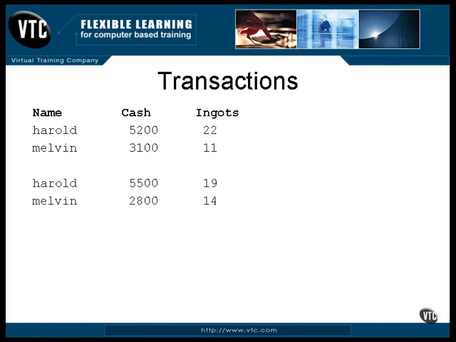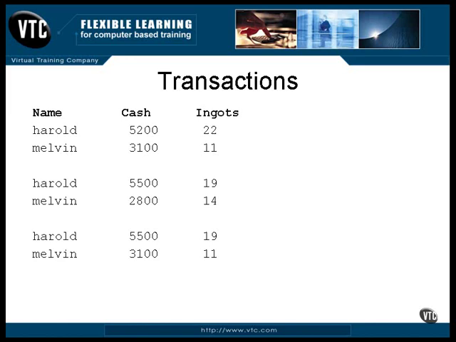For some reason, if the program were to crash, the database could be in a completely wrong state, like this. The data is now wrong, and it conflicts with itself. Harold lost his ingots and got his money, but the money didn't come from anywhere, and the ingots didn't go anywhere. The numbers are wrong, and there's no quick way to fix it.